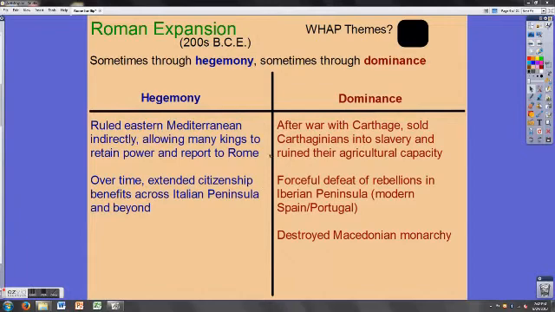What are some examples of hegemonic strategies they used? You can see a couple over here. You'll see these in the textbook as well. Some examples of dominance are over here. So really, they're not all hegemonic or all dominant. The way they treated the territory really had to do with who might have been in power of the Roman leadership at that time, who might have been in charge of the territory that Rome conquered, and how well that leader was able to deal with an expanding Roman territory.